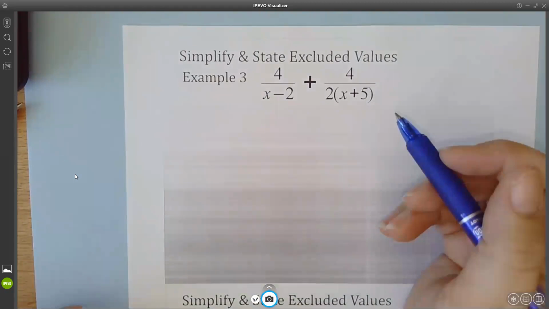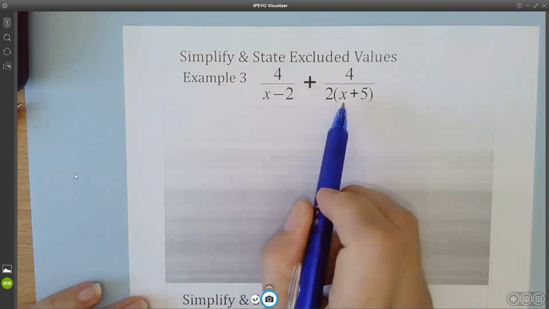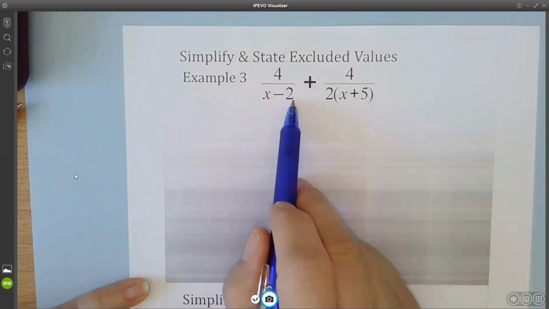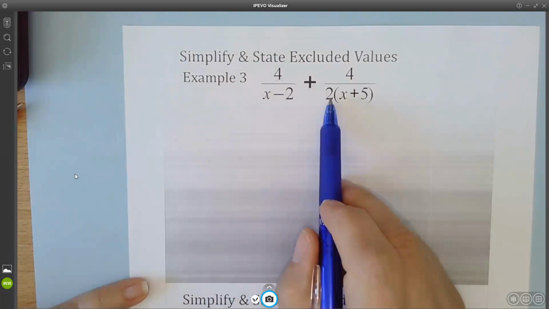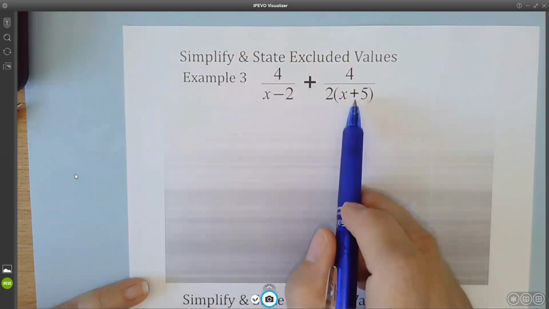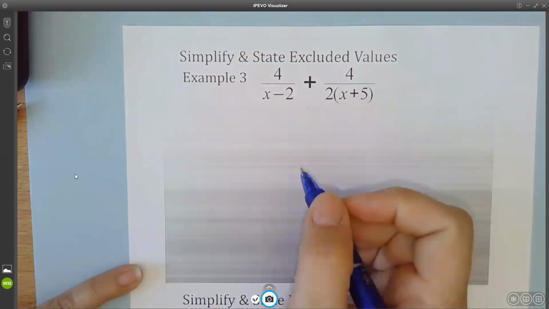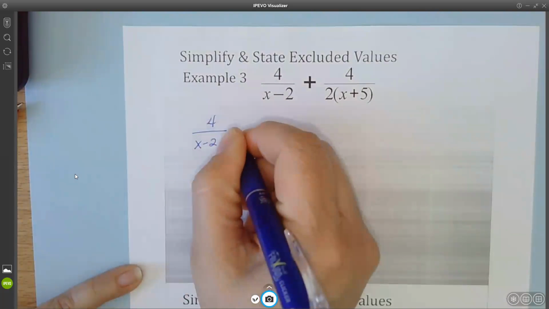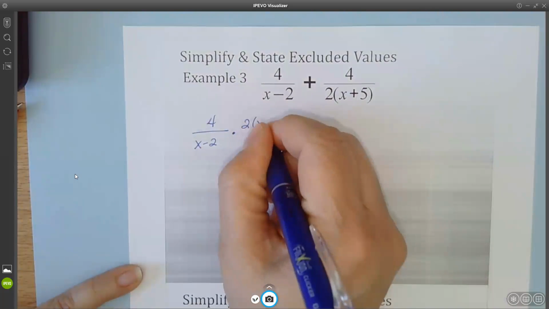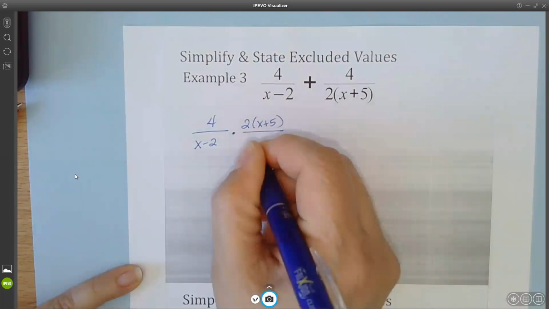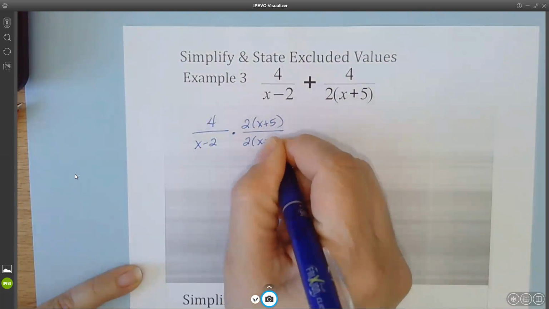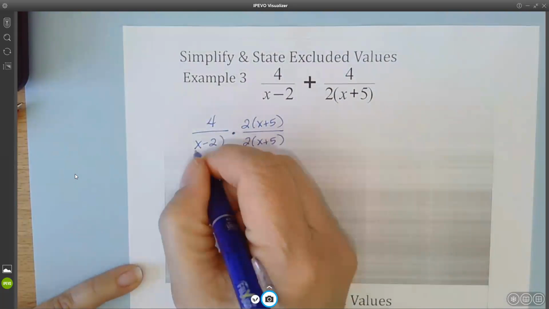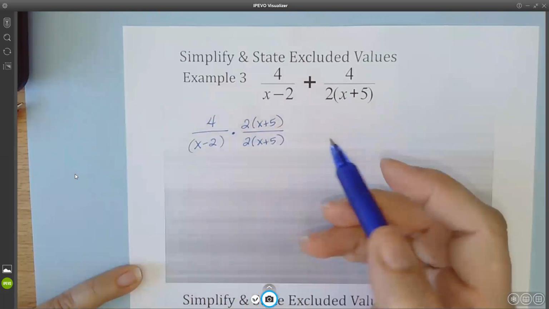So here, these are already factored. This denominator x minus 2 doesn't have a 2, doesn't have a factor of x plus 5. So this first part, I will multiply 4 over x minus 2 times 2 times x plus 5 over 2 times x plus 5, so that the denominator can have all three of these factors. And I'll combine the numerators.